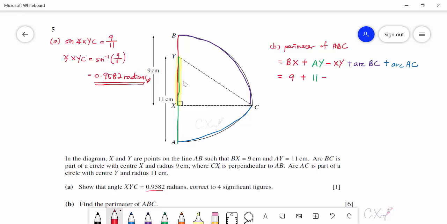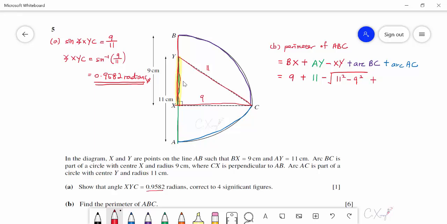To find the length for XY, you can still use the Pythagoras theorem for this triangle, where we know that this is 11, the hypotenuse, and this is 9. Therefore, the third side is the square root of hypotenuse squared minus the one side squared. So 11 squared minus 9 squared, plus the arc BC.